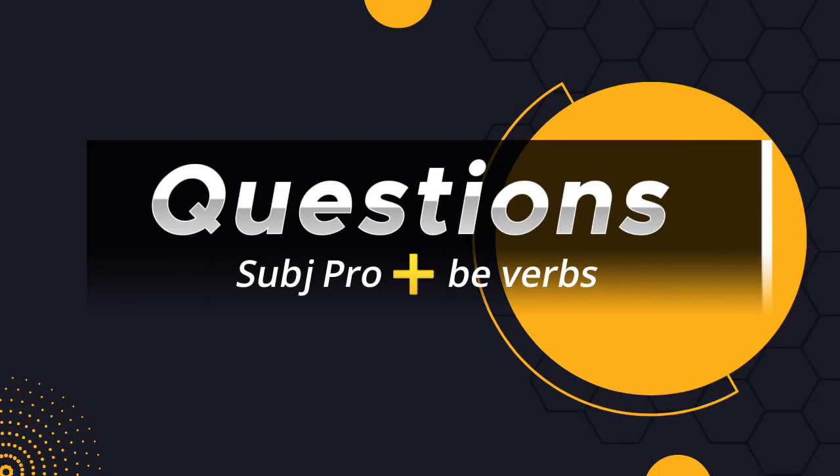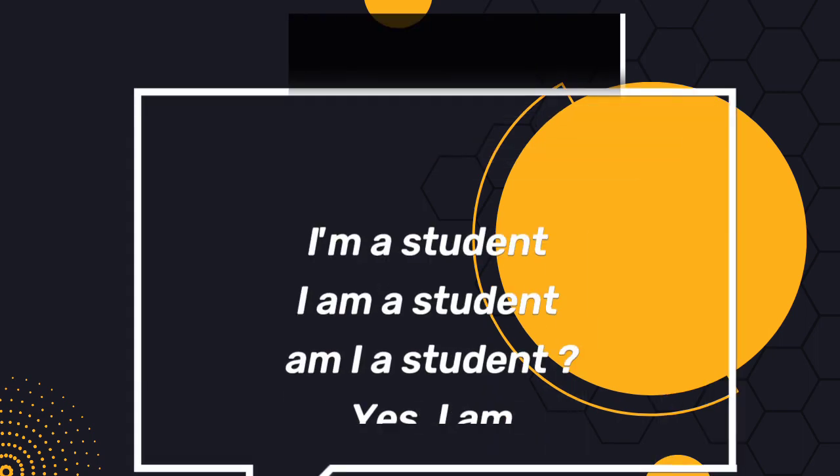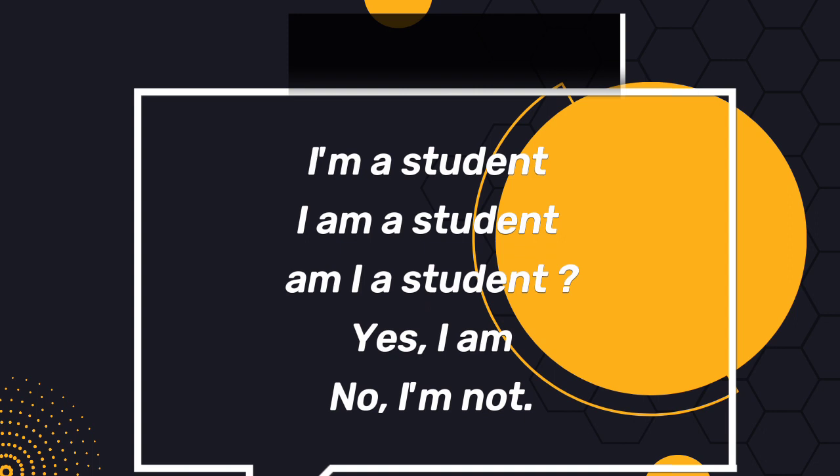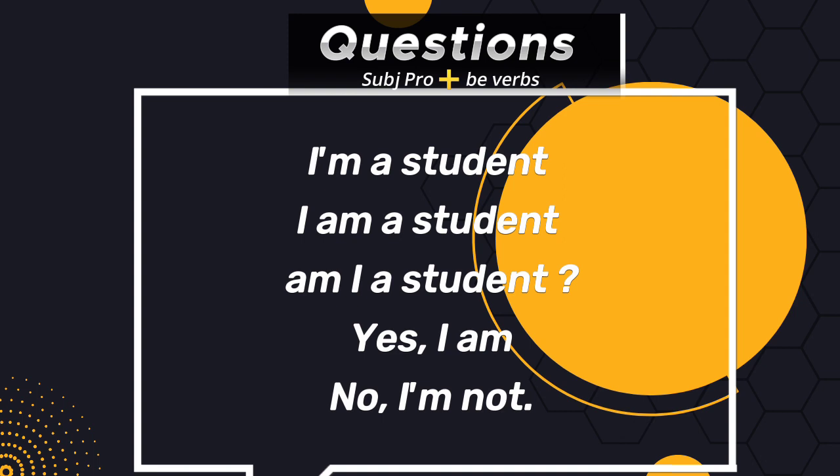I'm going to talk about how to make questions using subjective pronouns and be verbs. So let's take a look at the board. So this example sentence says, I'm a student. Remember, I'm is just a contraction for I am. Okay, so I'm a student, I am a student. They mean the same thing. Now when we want to make a question, we just have to make a simple change. It's very easy. All you have to do is put the be verb in the front.